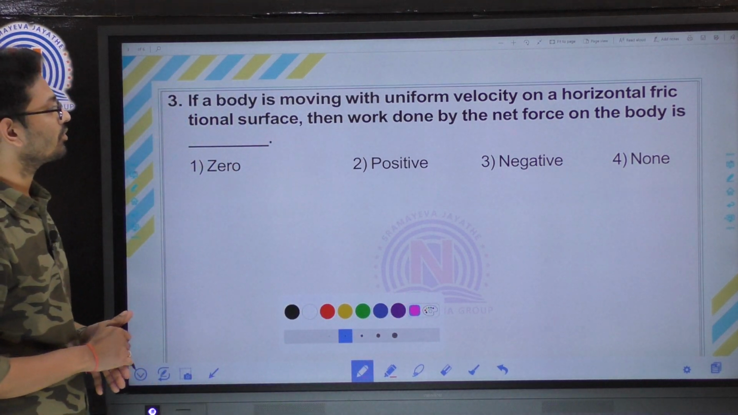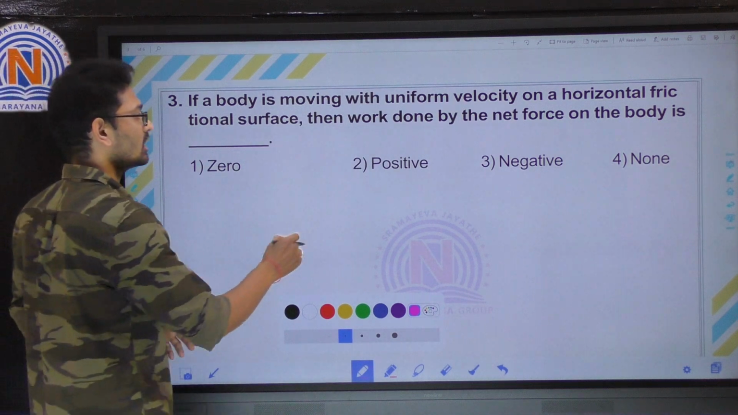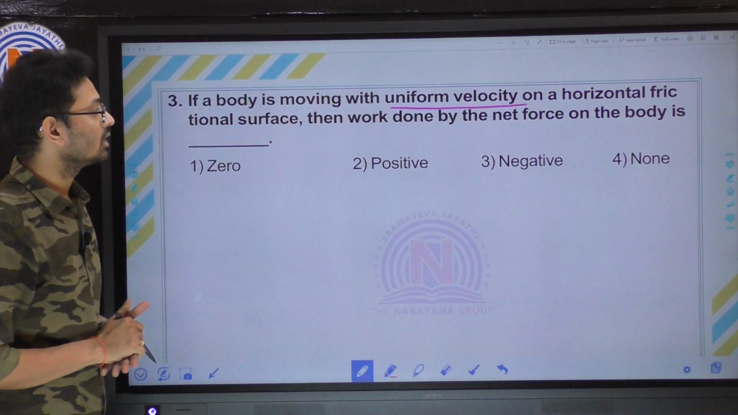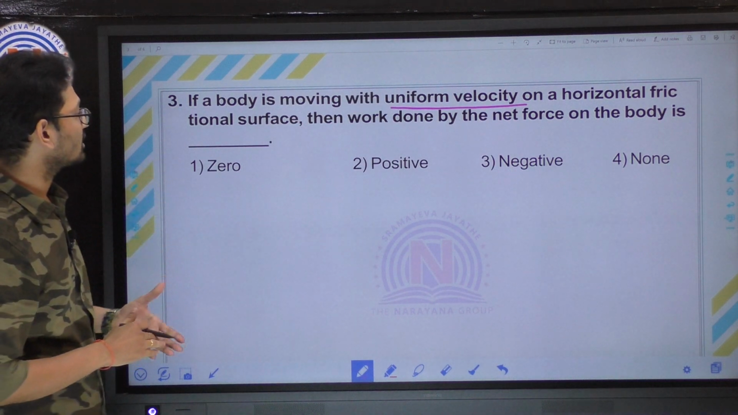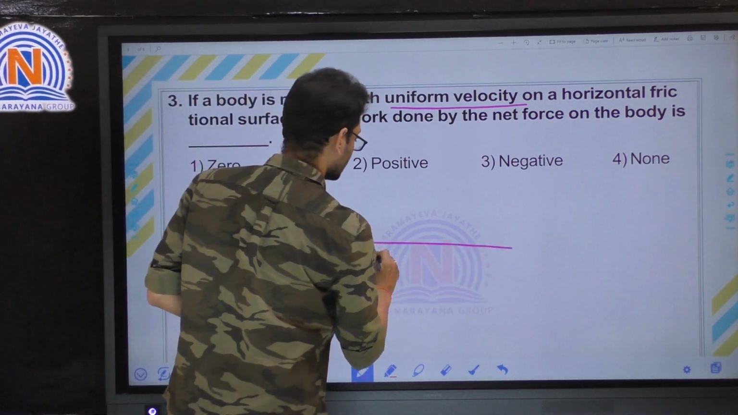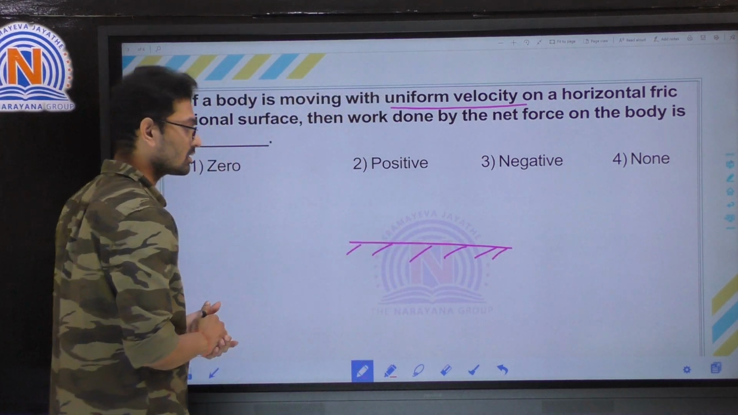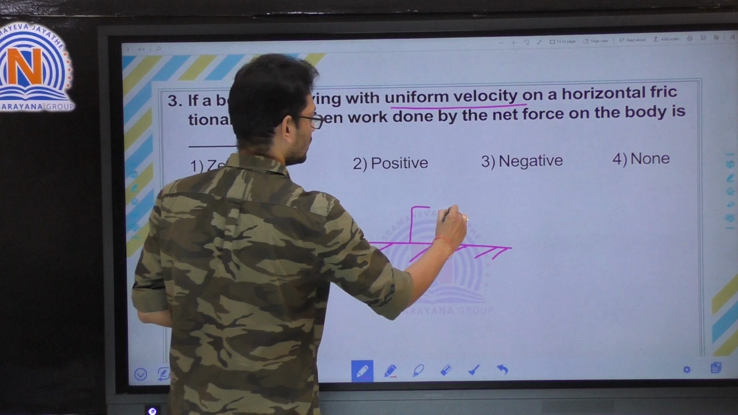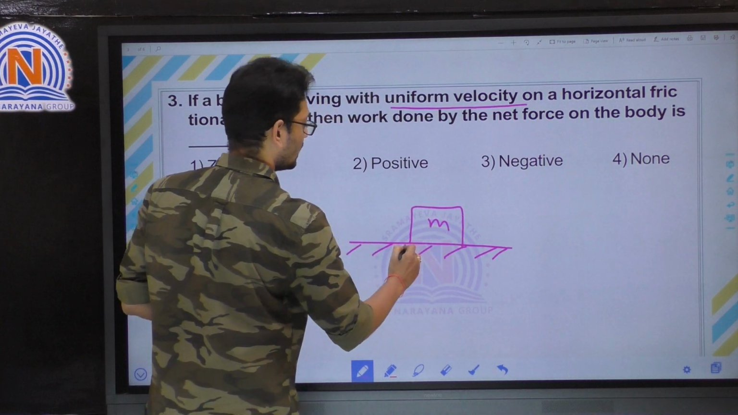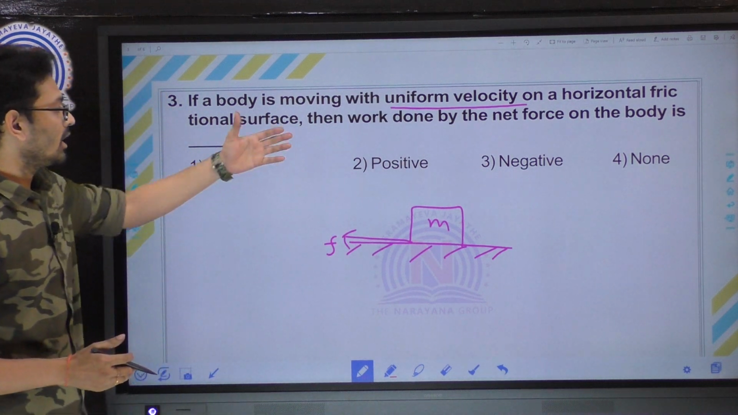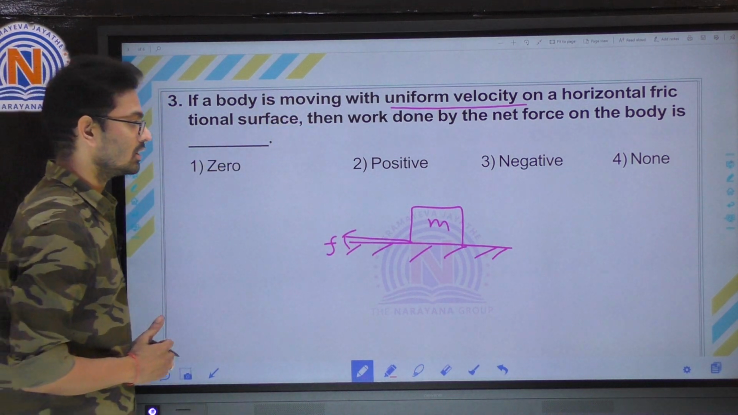Now, if a body is moving with uniform velocity, very clearly you have to note this. They are saying uniform velocity on a horizontal frictional surface. Let us take a frictional, horizontal surface, which I am drawing on the x-axis like this, and you take a body of mass m, and the friction is present over here, F, and it moves with uniform velocity.